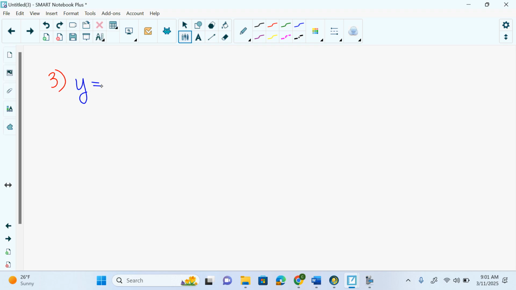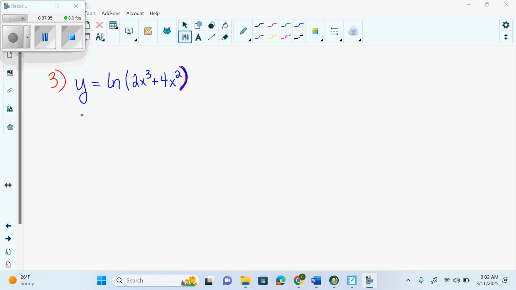Y equals ln of 2x cubed plus 4x squared. All right. We would get y prime equals, that goes on the bottom, 2x cubed plus 4x squared. What goes beside it technically? Ln of e, ln the base.